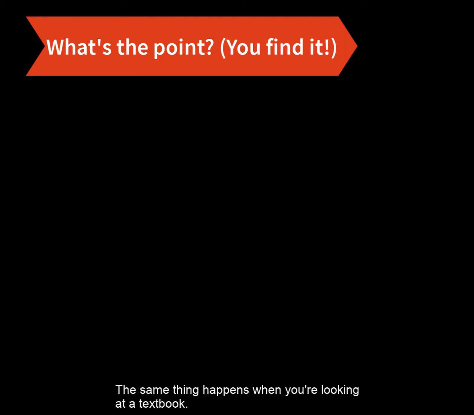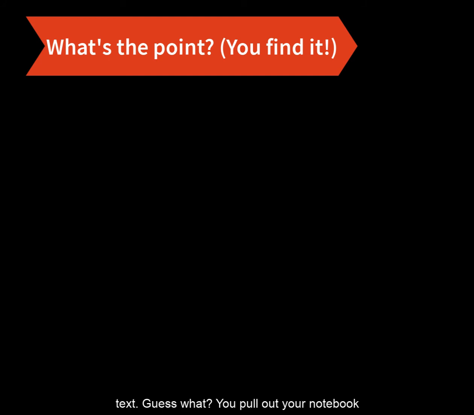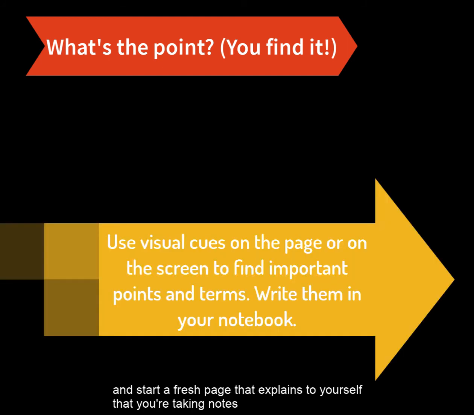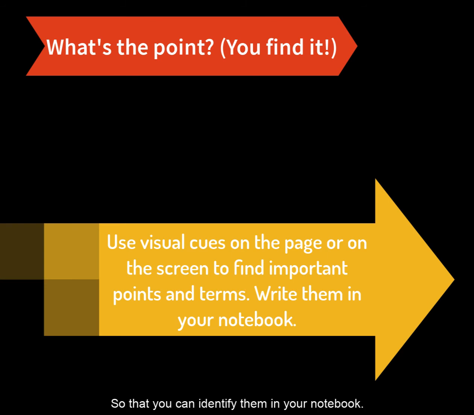The same thing happens when you're looking at a textbook. Say you're reading an online text or even a paper text. Guess what? You pull out your notebook and start a fresh page that explains to yourself that you're taking notes on a particular chapter or section. And in that notebook, list for yourself important words, events, and terms so that you can identify them in your notebook.